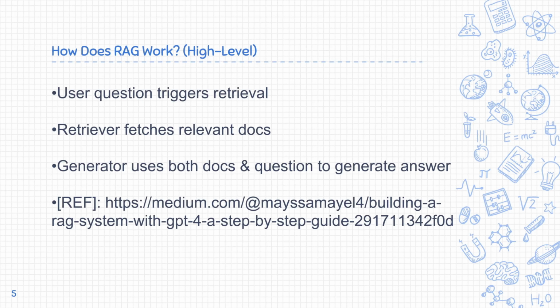Here's how RAG works at a high level. First, you ask a question, and the retriever searches a knowledge base and fetches the most relevant documents. The generator takes both your question and those documents and generates an answer based on that information. Let me show you the graph.